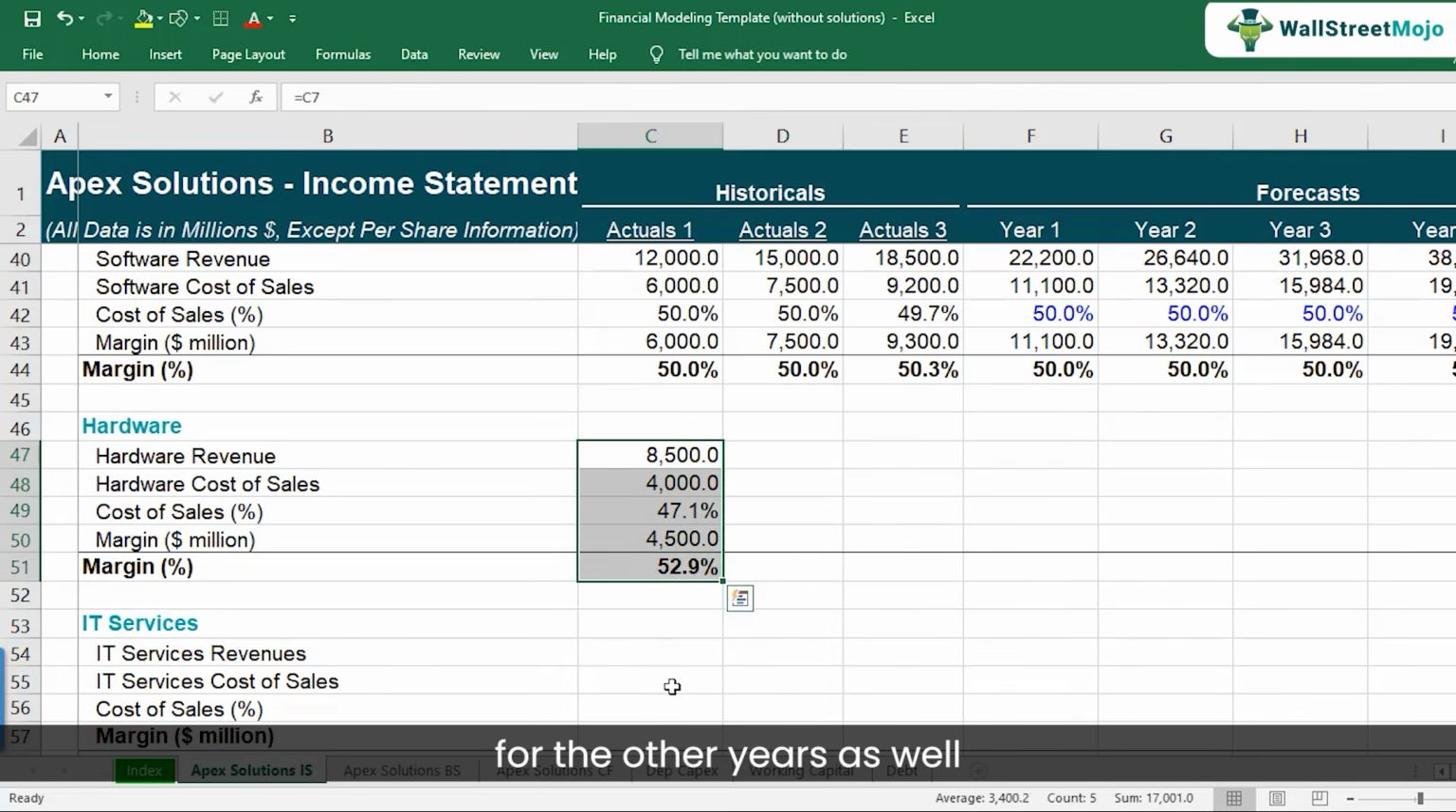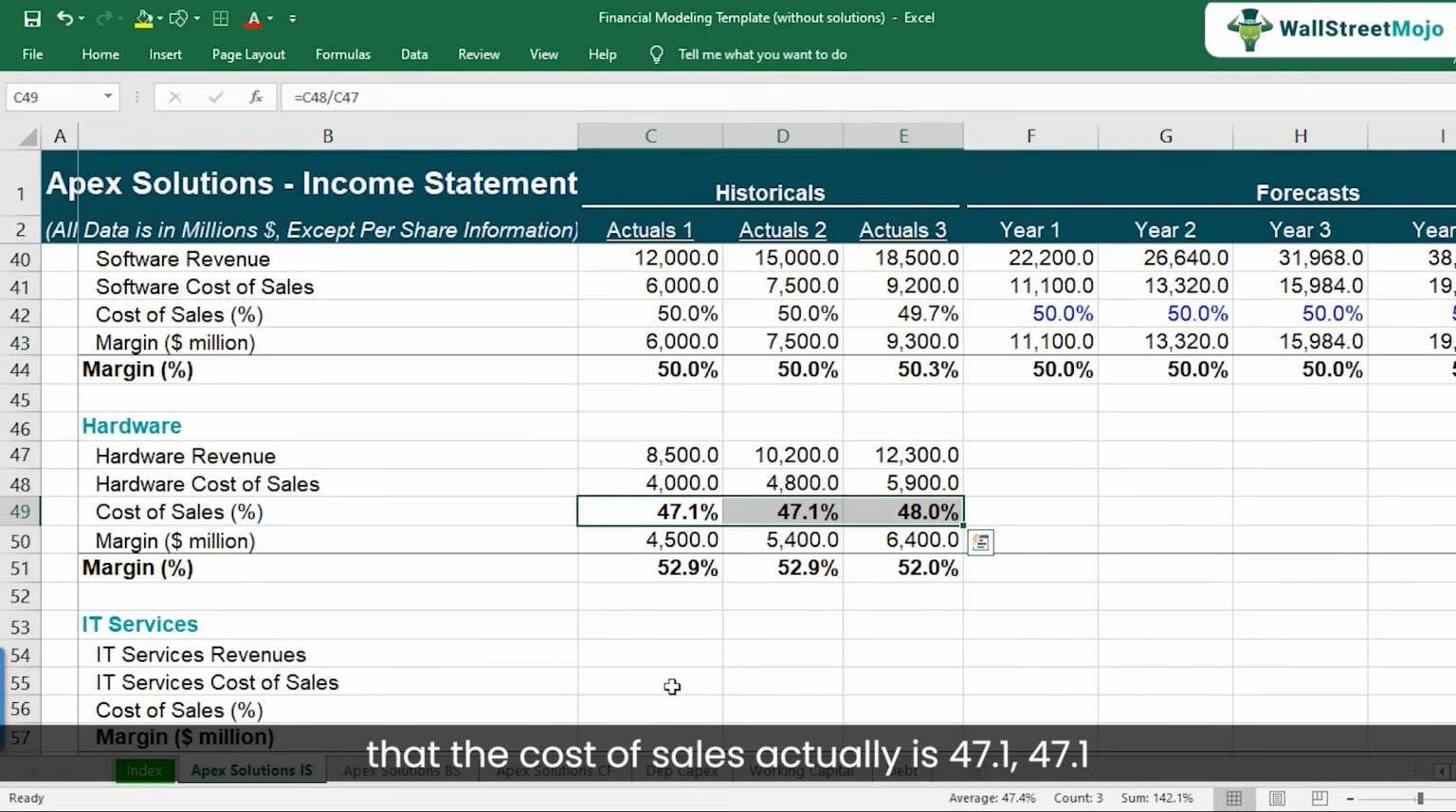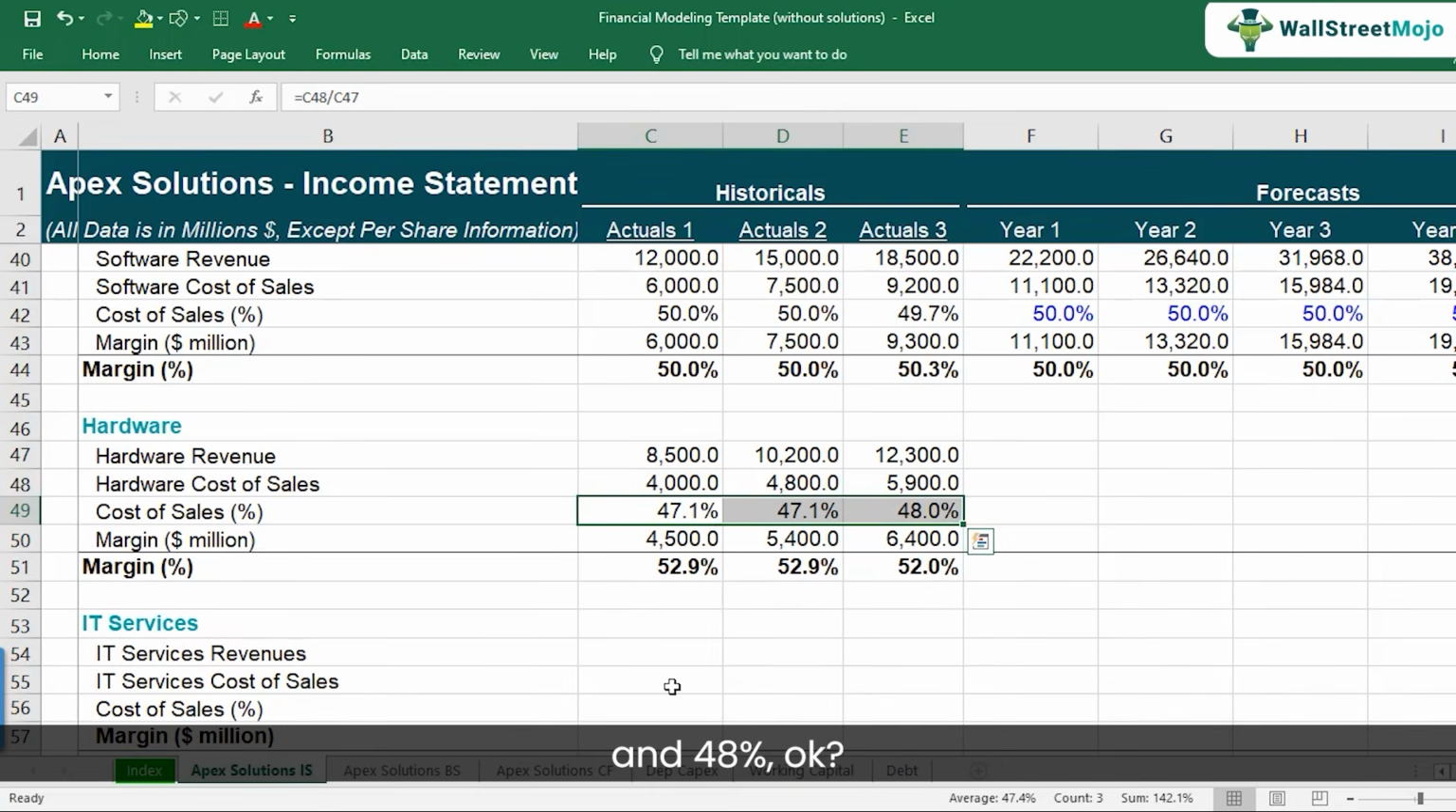I'll copy and paste this for the other years as well. And what do we see? That the cost of sales actually is 47.1, 47.1, and 48%.